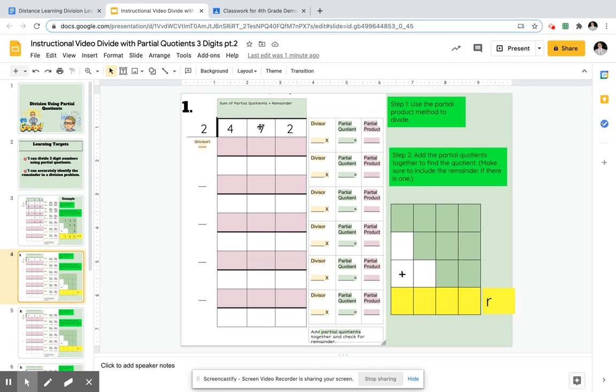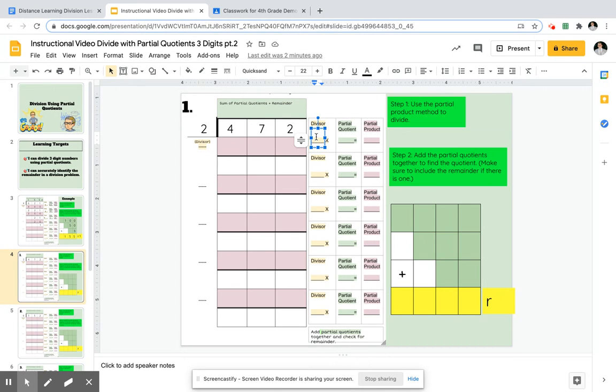So here we have 472 divided by 2, and we're going to use partial quotients to solve this problem. So our main goal is to figure out how many times 2 can fit inside 472. 2 is our divisor, 472 is our dividend. Let's get started. We're going to plug our divisor in here where it says divisor, and we're going to think how many times can I multiply 2 by another number to get as close to 472 as possible.